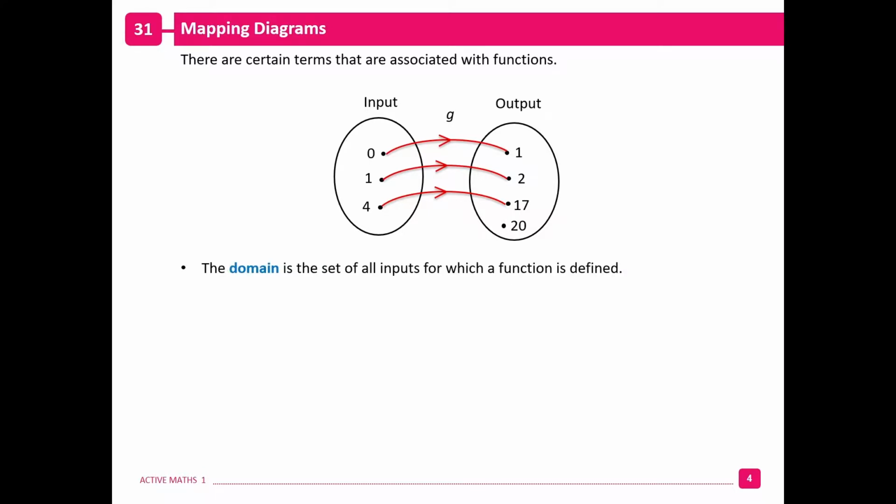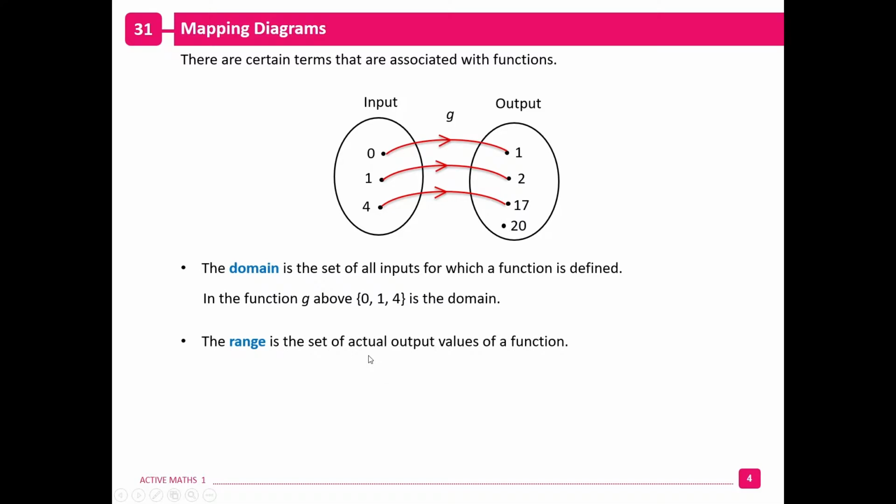The domain is the set of all inputs. So on this function, which is called G, as you can see from the little letter above the arrows showing the mapping, the inputs are all the elements in the left oval. So therefore the domain is the set 0, 1 and 4. And we know that we put sets in a curly bracket and we separate the elements with a comma.